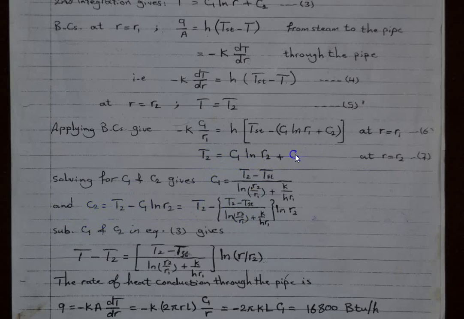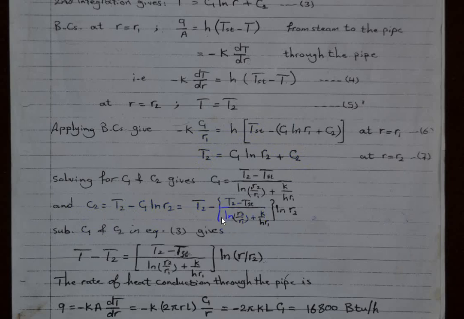So C2 will be transferred to the left hand side of the equation, and T2 will be replacing C2 in the right hand side of the equation. C2 equals T2, T2 C1, or T2 C ln R2 equals T2.